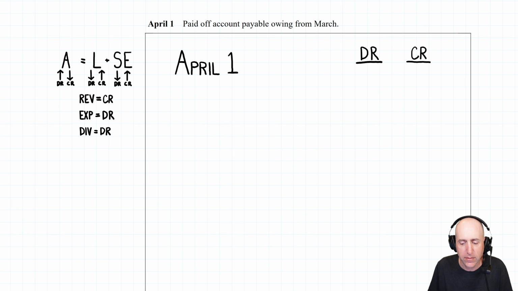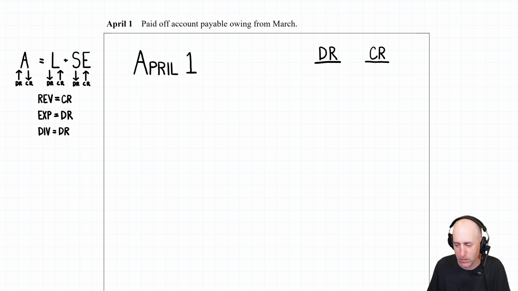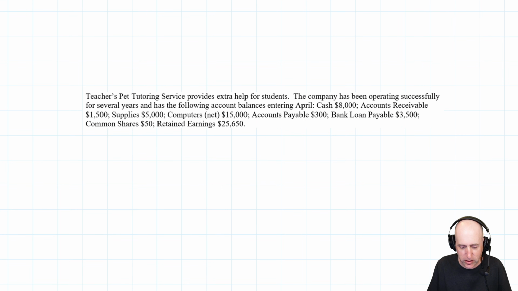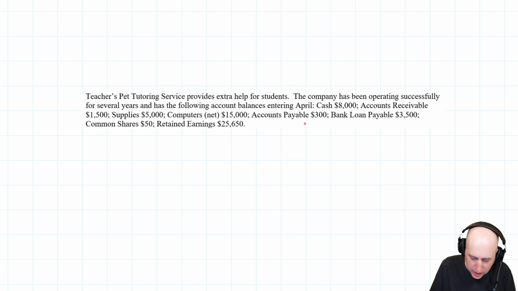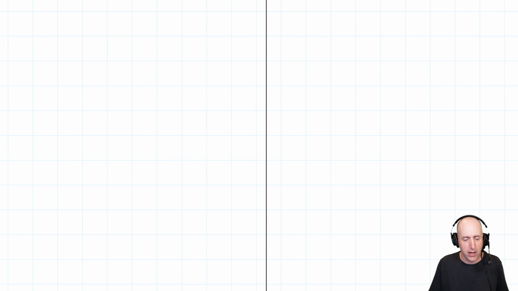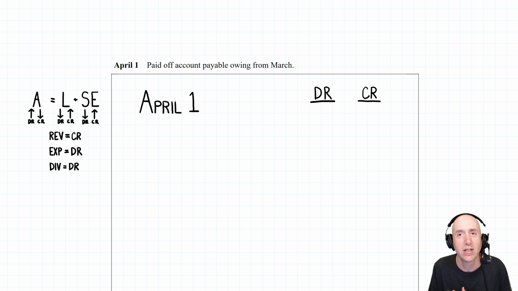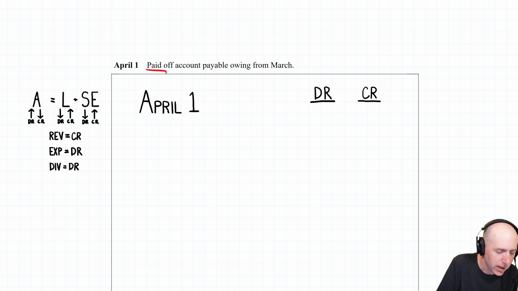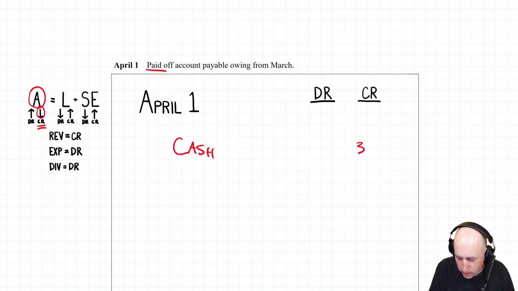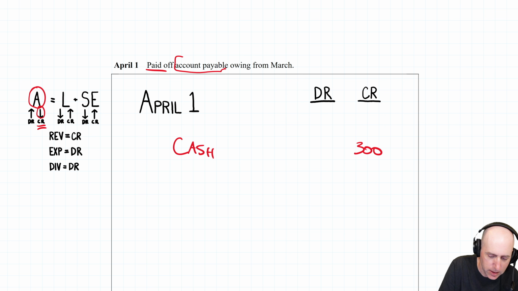April 1st, it says paid off the account payable owing from March. Well, how much did I owe from March? I got to look back to the problem description, and it says we had an account payable entering this question of $300. So it's saying we paid off this old account payable. Okay. First question, I'll always ask this, did cash change hands? The answer, yes. Is our company's cash going up or down? Our company's cash is decreasing, right? We paid. So cash is an asset. It is decreasing. Let's credit cash. So I credit cash for $300. And the debit, as you might guess, is accounts payable.